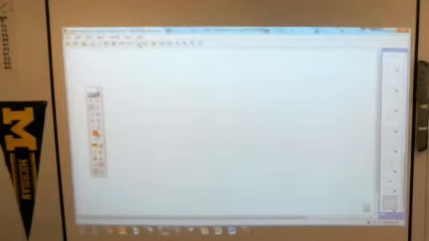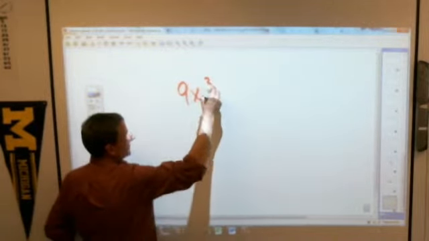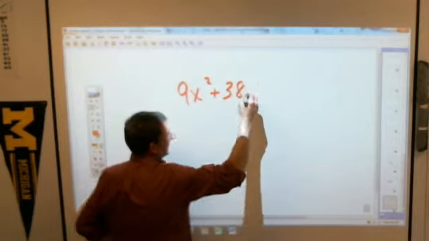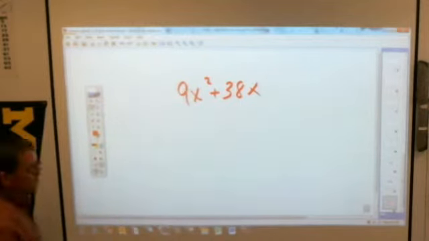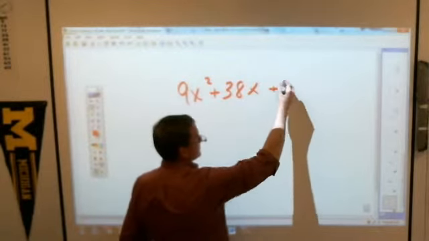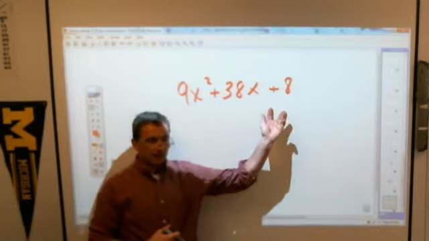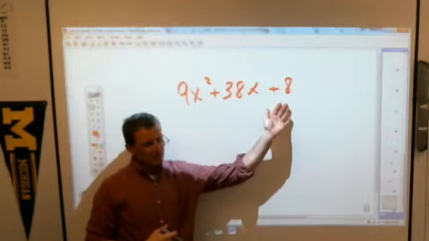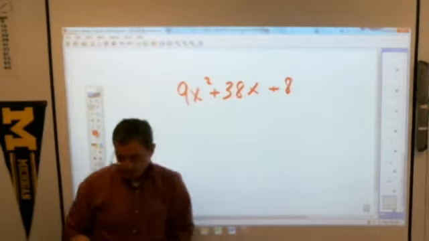How about 9x squared plus 38x plus 8? I'll let you try this on your own. Scary thing maybe is lots of different factors for 8. 1 and 8, 2 and 4. I guess there's not that many. See if you can figure out which one gives you that, and we'll talk about how you got that.